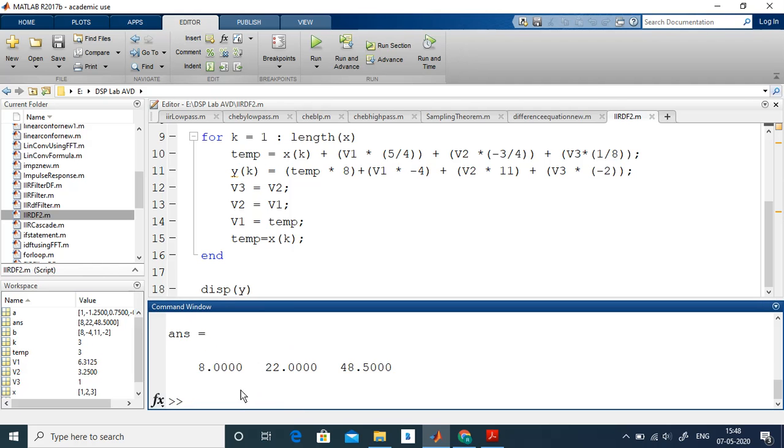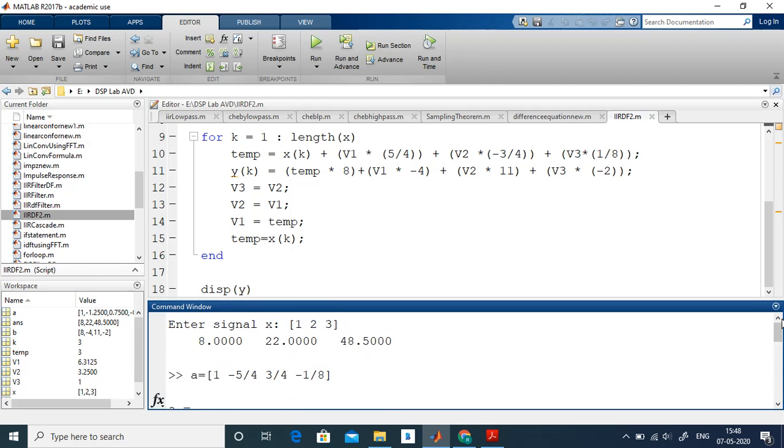Now I'll press enter. See here it is showing answer as 82248.5. So if you observe, after I execute this particular code, did I get the same answer? 82248.5. So inbuilt function is also giving the same answer. The program which I have written is also giving me the same answer. So which indicates that whatever we have written is correct.